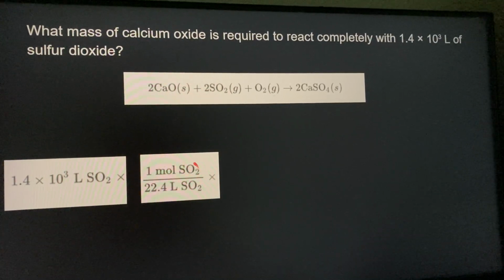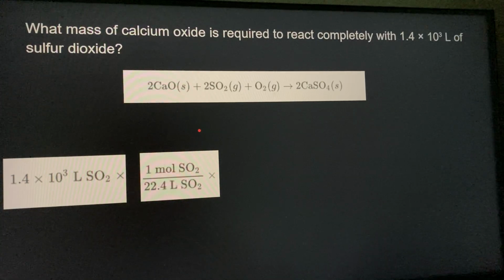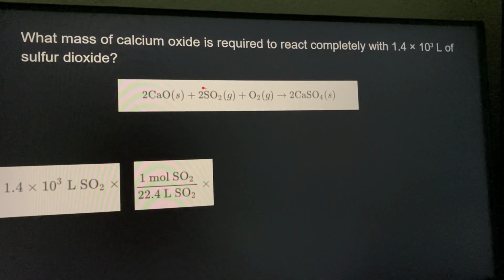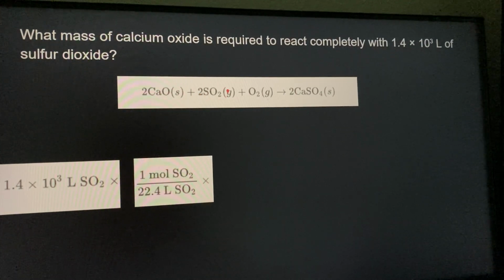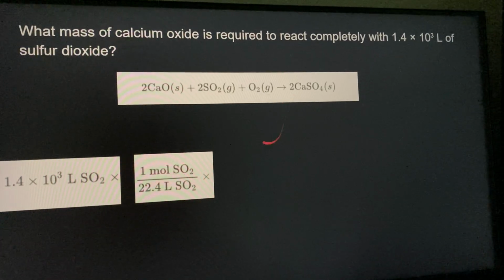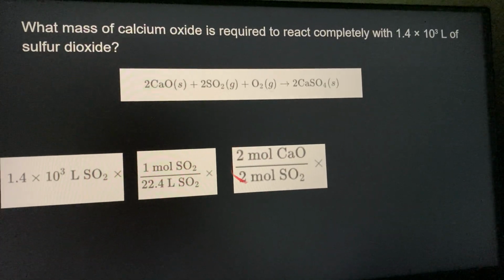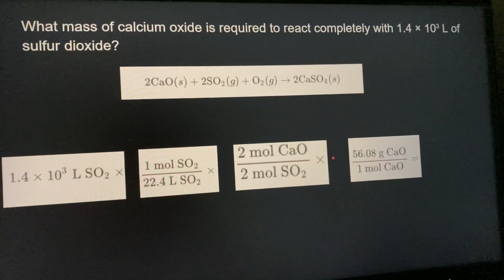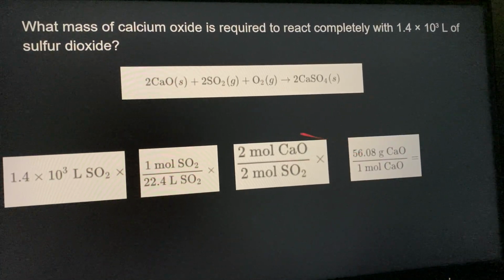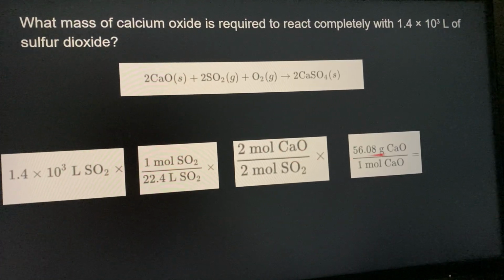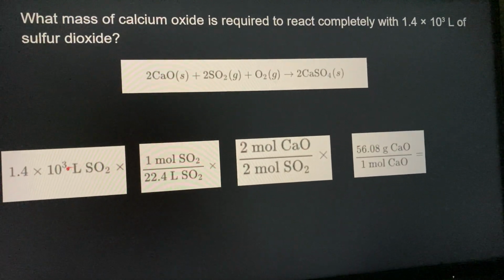Now we're going to use the ratio. There are 2 moles of SO2 to find the calcium oxide at the 2. So it'll be 2 to 2. As you can see, 2 to 2, and you can always simplify these to 1 to 1. And then once you find how many moles of CaO you have, multiply by molar mass, and that's going to get the mass. That's how we went from liters to mass.